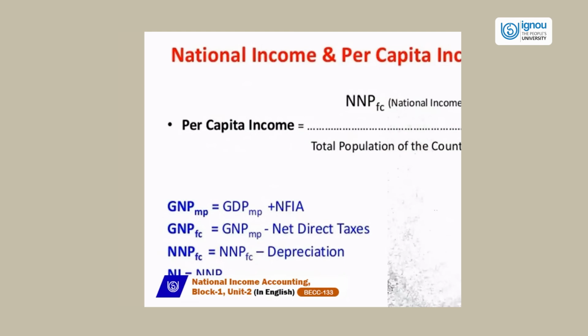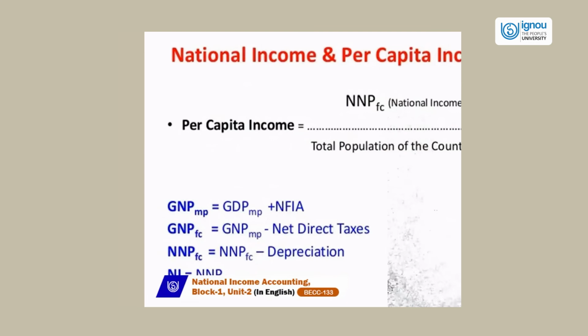NNP at FC is divided by the total population of the country. Then we can estimate per capita income. Per capita income is per person income. It is estimated on an average basis. It does not show the clear or accurate income of the country's people. Some people's income may be higher than this per capita income level, and some persons' income may be lower than this per capita income level.